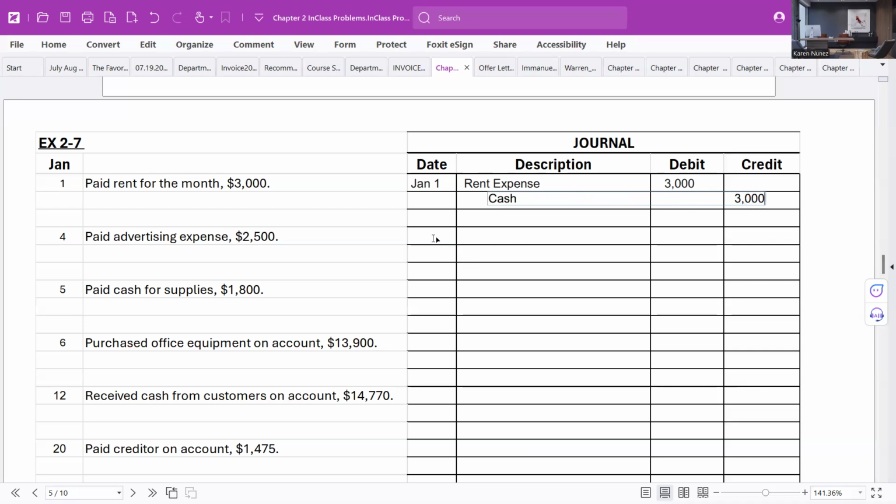Next, we have advertising expense. That's on the 4th. So again, another expense. Well, all expenses that we pay for in cash are going to look the same. If we have another expense here, and this time, this expense is just called advertising, all right? Record an expense, which decreases equity. The way you decrease equity is to debit it. So we debit the expense for 2,500. And we're paying in cash. Again, indent that credit to show the decrease in the asset called cash for 2,500.